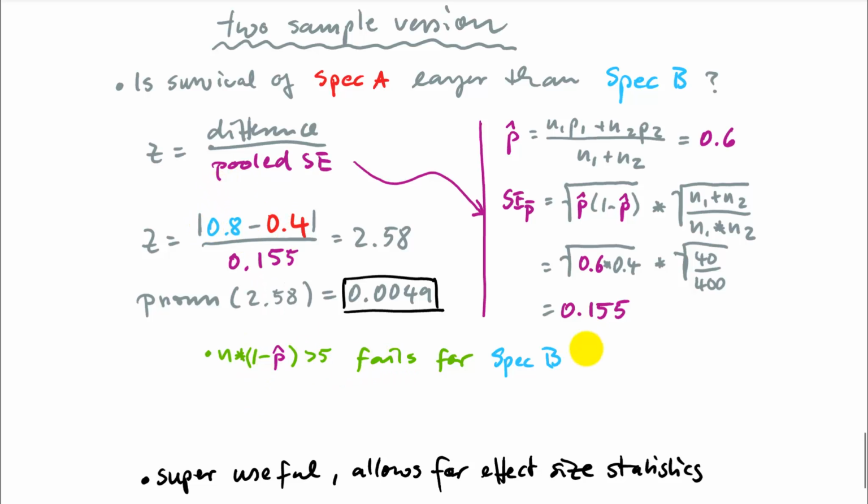And for the 0.8 one, for species B, the n times 1 minus p fails, because that's 20 times 0.2, and that only gives you 4. So in that case, that p-value is probably not 100% reliable.